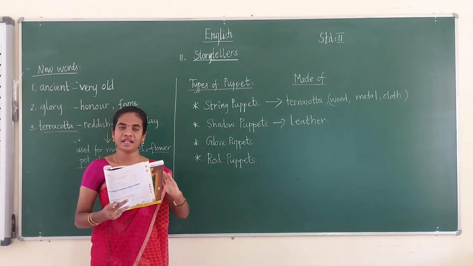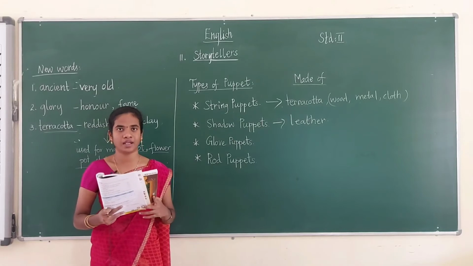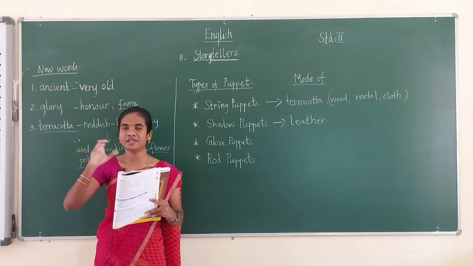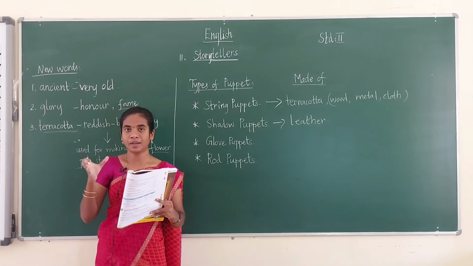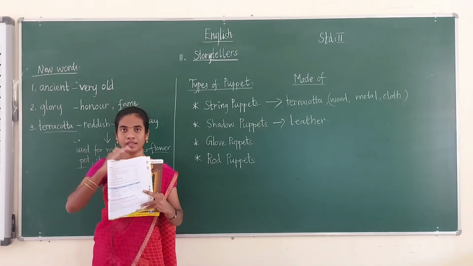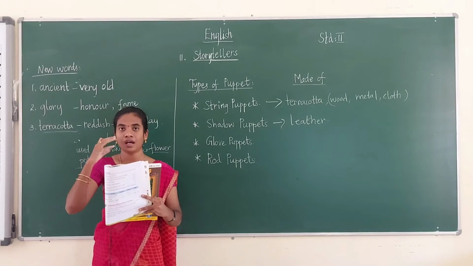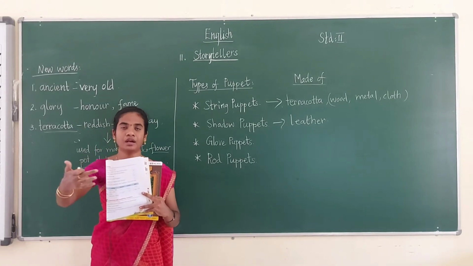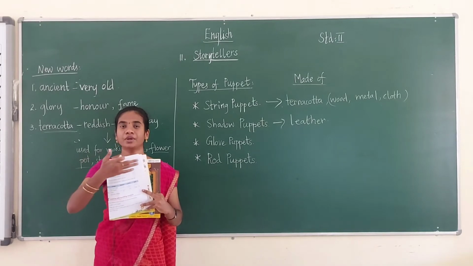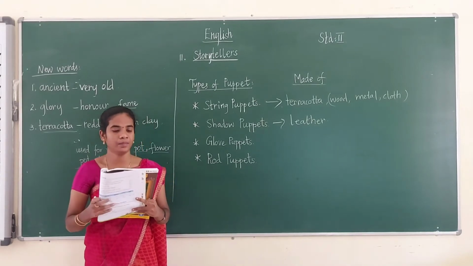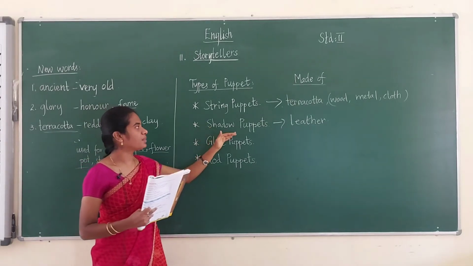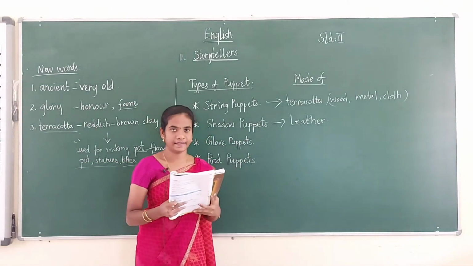The shadow puppets, they usually view to the screen only. Behind the screen only the puppeteers will do the actions of the puppet. Here there is a screen, the puppets are doing the actions, and the people are viewing. Here the people are viewing the screen only. So this is all about the shadow puppet, and shadow puppets are made of leather.